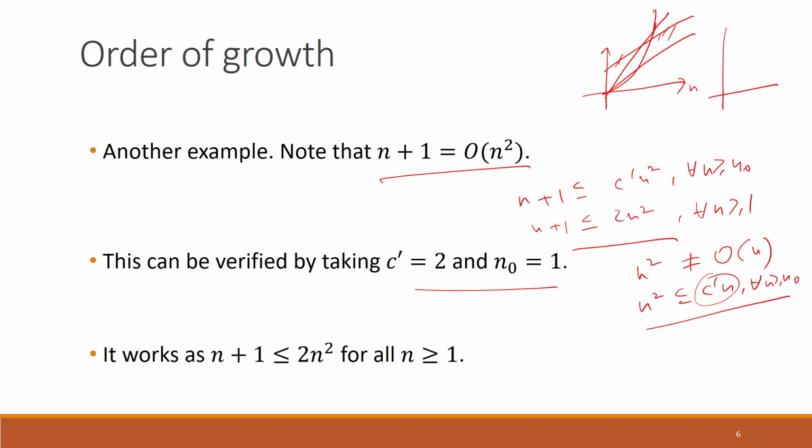So, this is saying the same thing, that n plus 1 is less than or equal to 2n square for all n greater than or equal to 1. So, this holds.